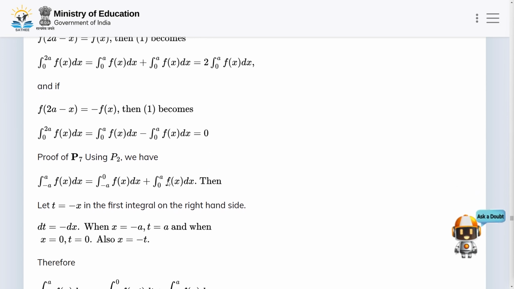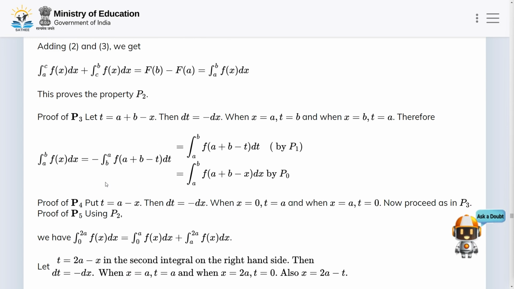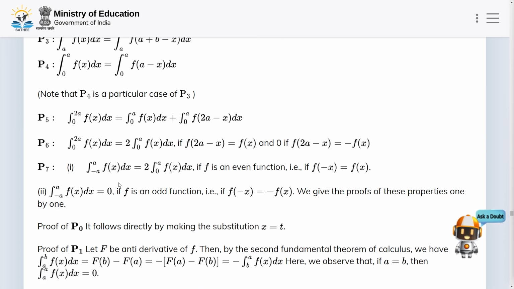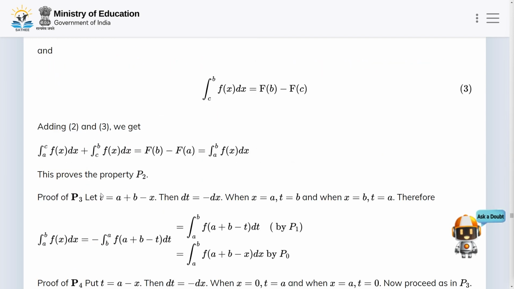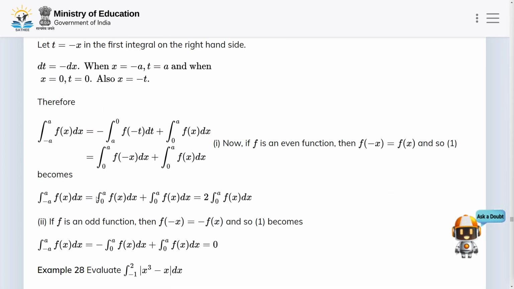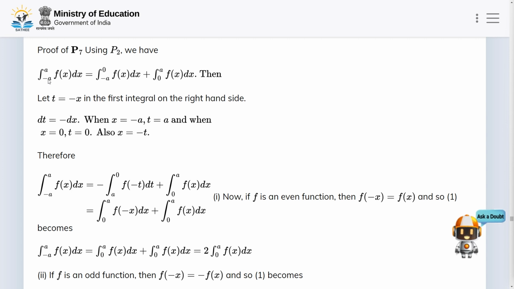Okay, clear. Now P7. P7 says what? Let me just show you. P7 has two parts. The first one says the definite integral from minus a to a of f(x) dx will be twice the definite integral from 0 to a of f(x) dx if f is even. If f is odd, then it will be 0. Okay, now this means, so you have what?